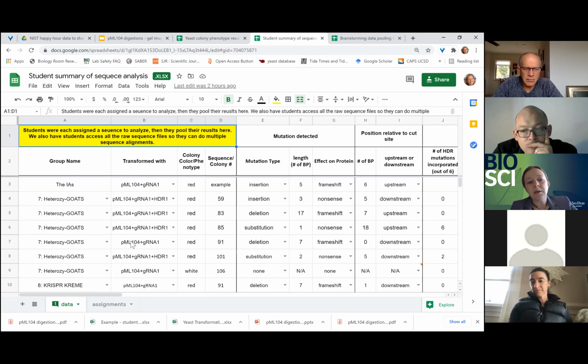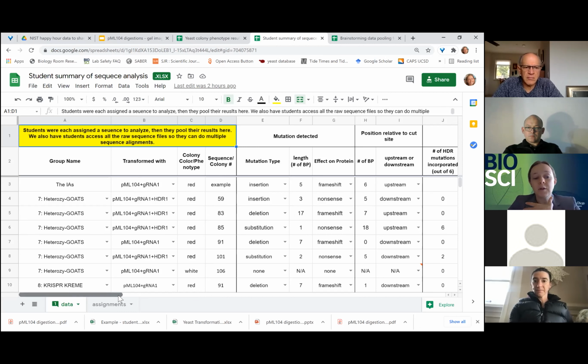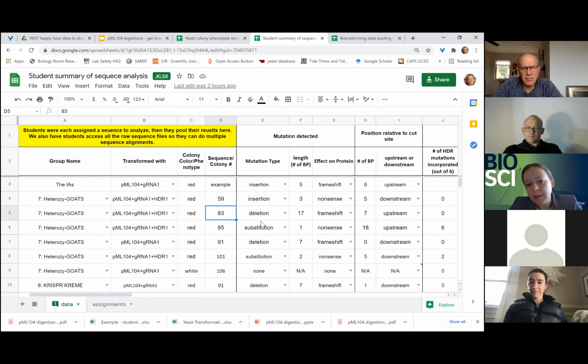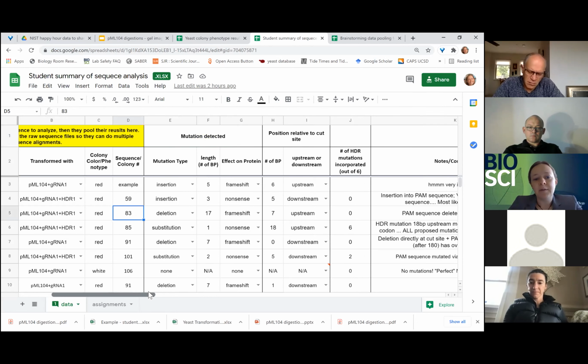Some instructors also choose to have each student or group be assigned a subset of the sequences to analyze, and then they enter the results of their analysis into a class spreadsheet so that the class can now analyze from the summary from each individual student. Or they can compare, hey, when I analyzed sequence number 83, I found something different. What's going on here?